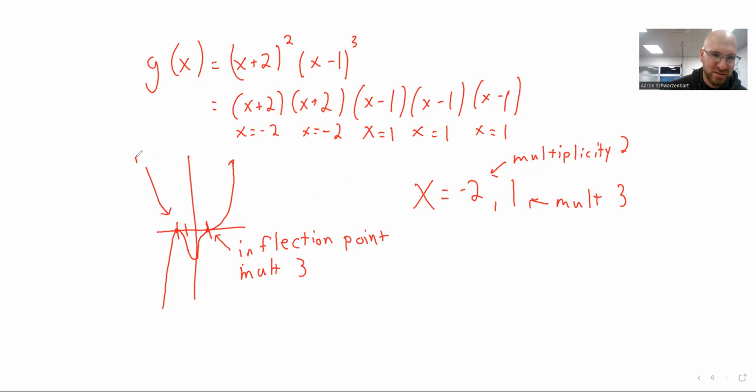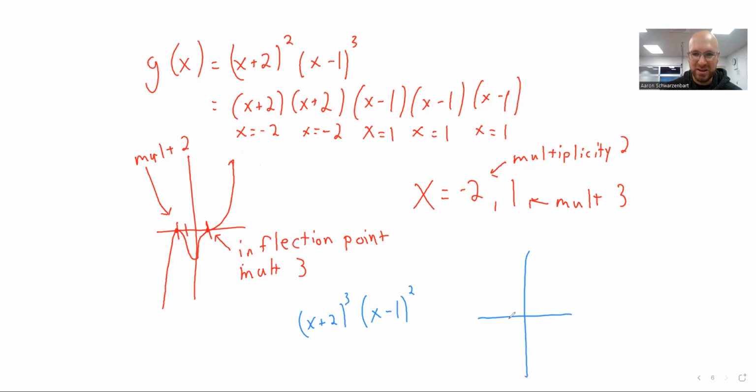This one, multiplicity 2, is bouncing off the axis, just like x squared. Okay. Oh, I didn't draw that one right. Oh, I did a different function than they did in the book. The book switched it up slightly from what I did. They had x plus 2 cubed and x minus 1 squared.